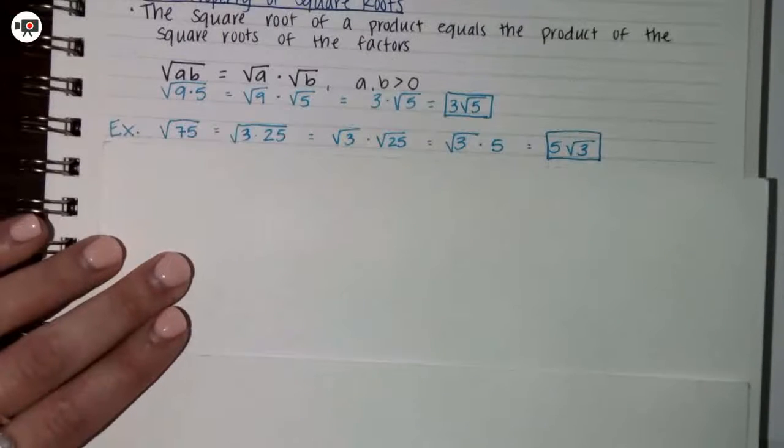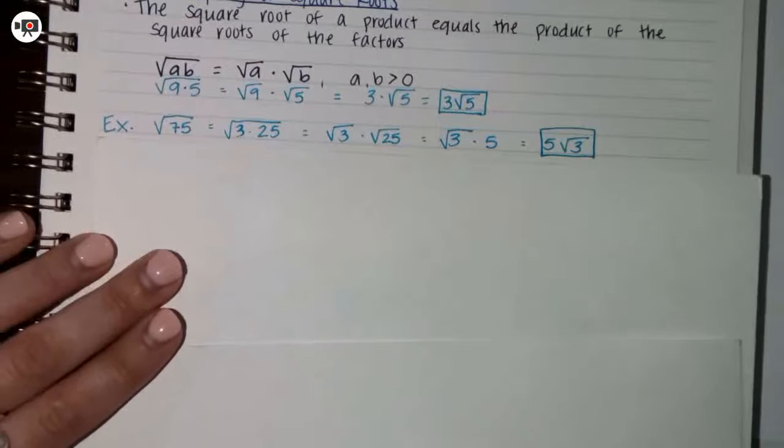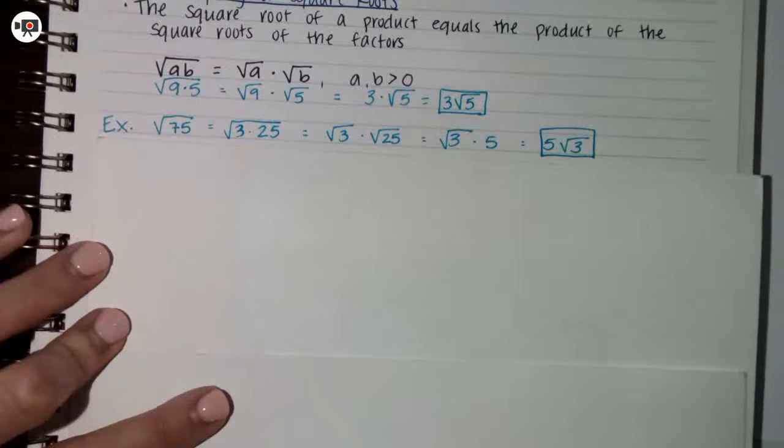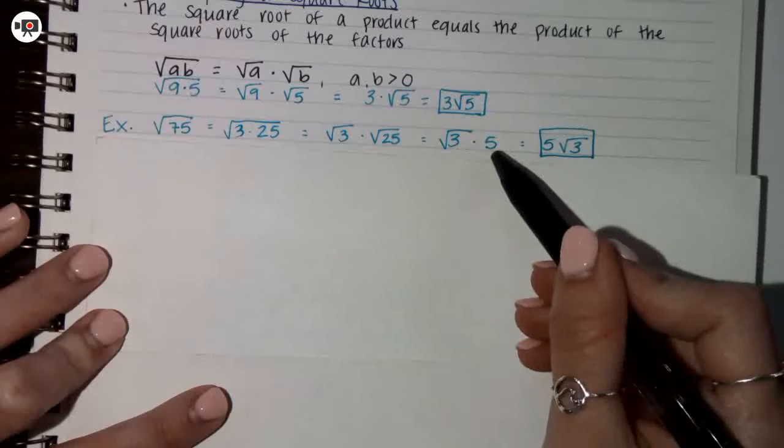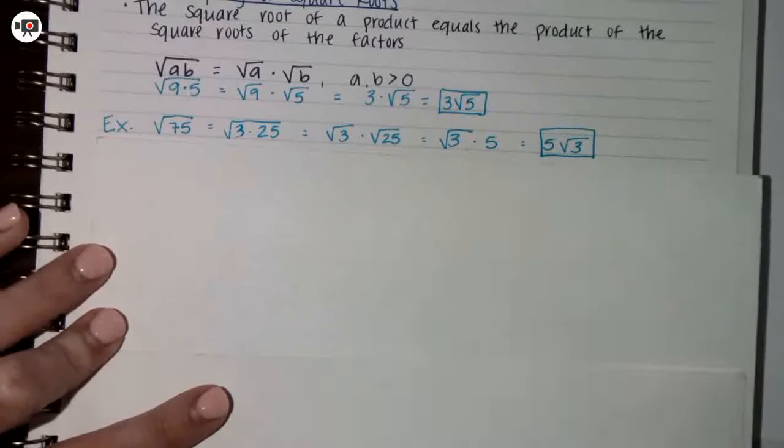The square root of 75, we can break that apart into the square root of 3 times 25, which we don't know the square root of 3, we do know the square root of 25, so it's 5 root 3.